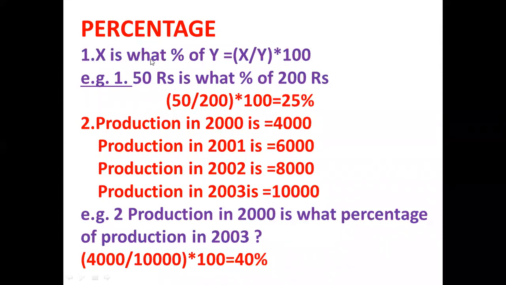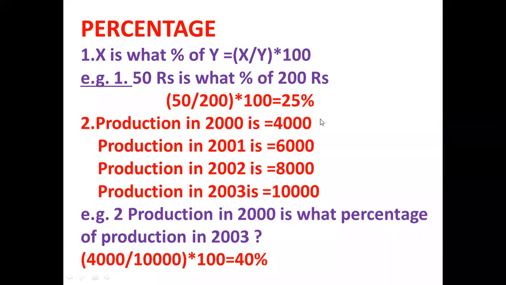First one is like if x is what percentage of y. So this is the basic formula: x upon y into 100. Now this question can be asked in different ways. Suppose they are asking 50 rupees is what percentage of 200 rupees. So it will become 50 upon 200 multiply 100. That comes out to be 25%.